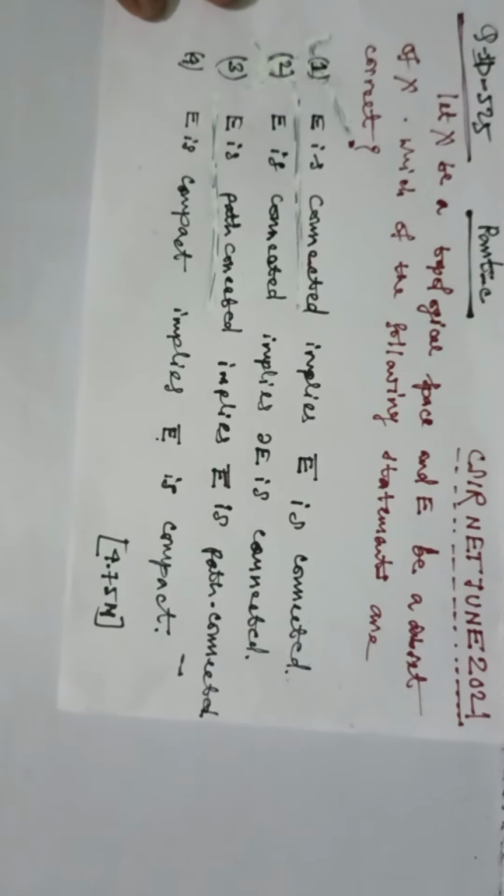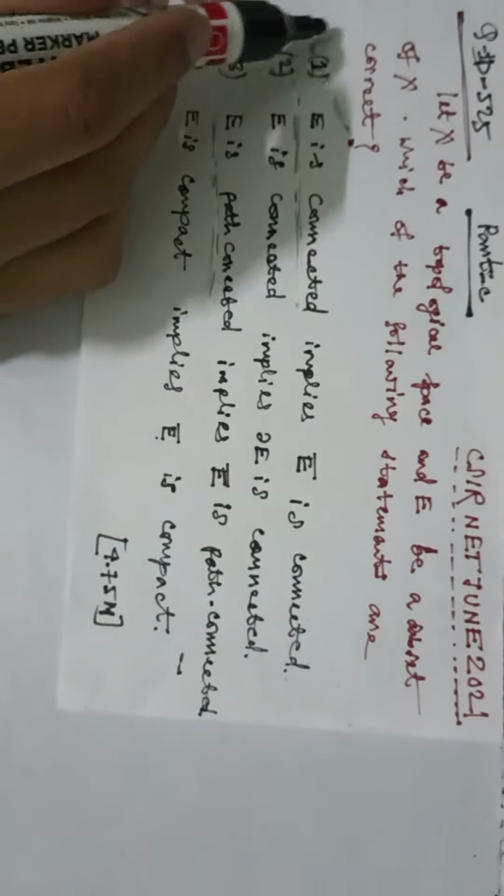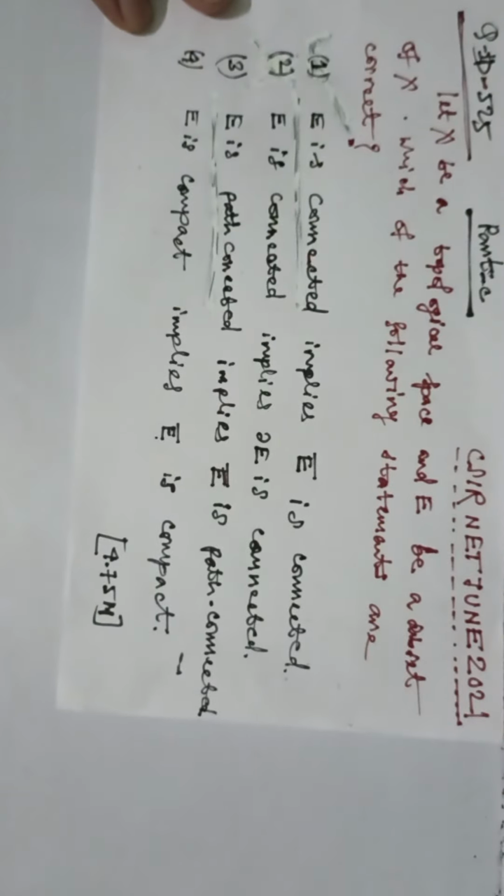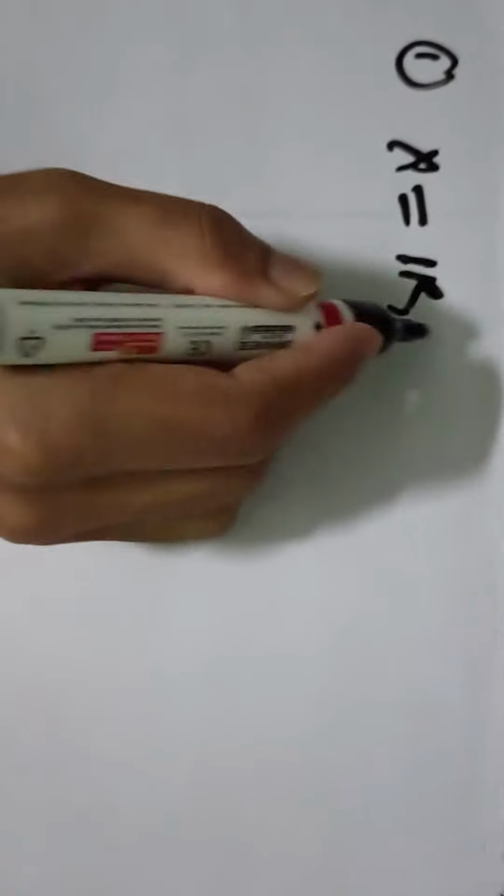Okay, the first option is true. It's always true. We all know this result: if a set is connected, then its closure is always connected. But I am giving a small proof for this. For option 1, I am considering X to be the usual topology, so the proof becomes simple.